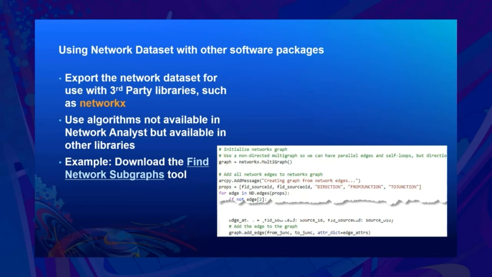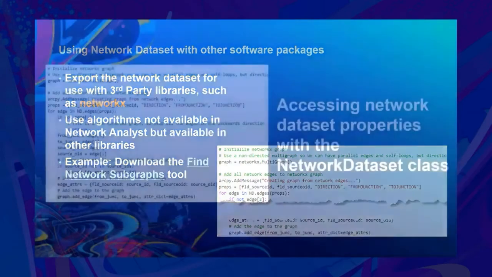To see an example of this, you can download the Find Network Subgraphs tool. This sample script tool we created helps you identify areas of your network dataset that are disconnected from the rest. It does this by exporting the network dataset graph into a NetworkX graph and using NetworkX's connected components method to find the subgraphs. Max is going to show you a little bit of this in the next demo.